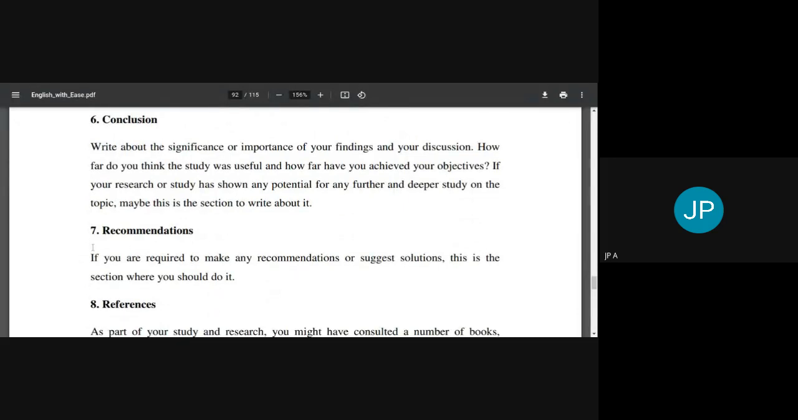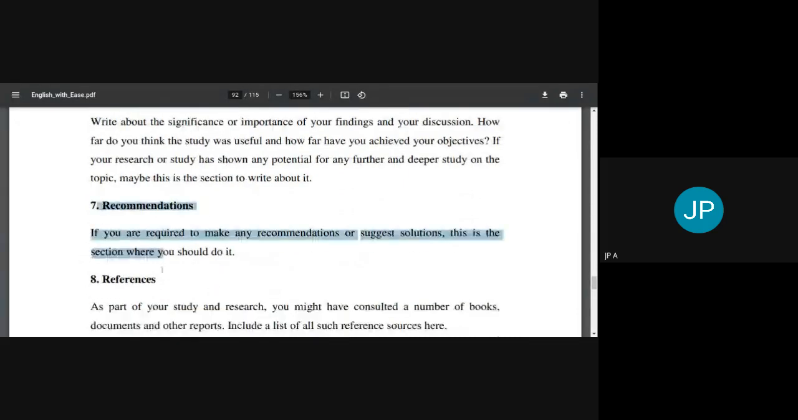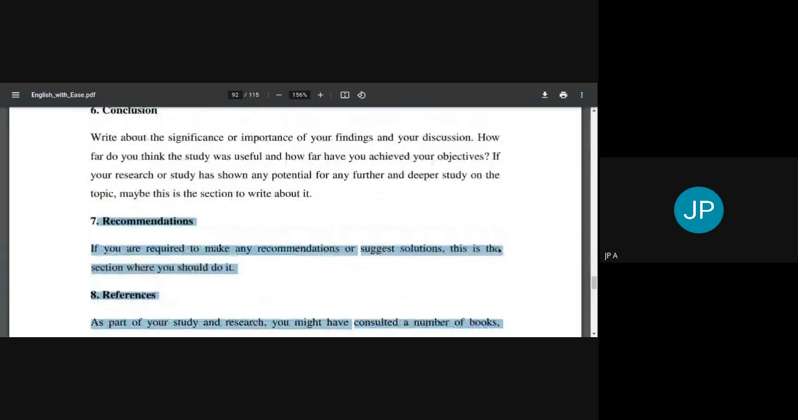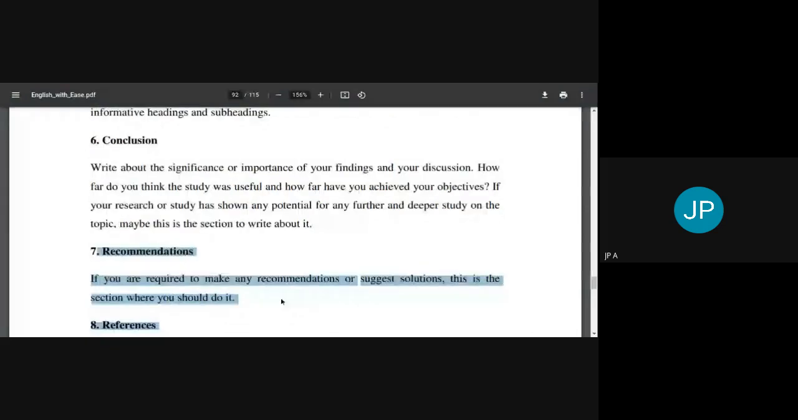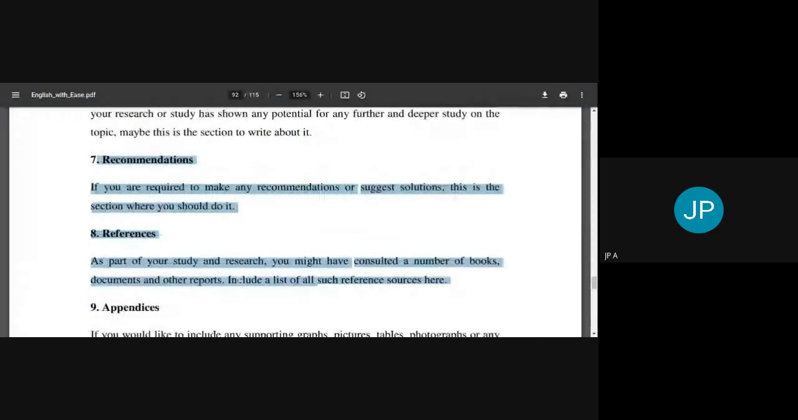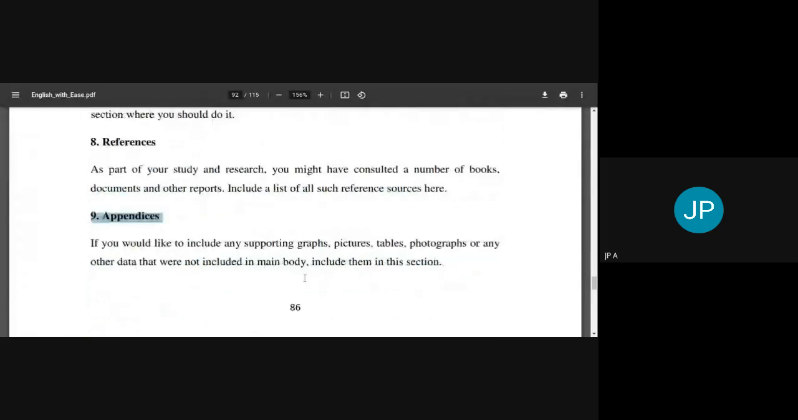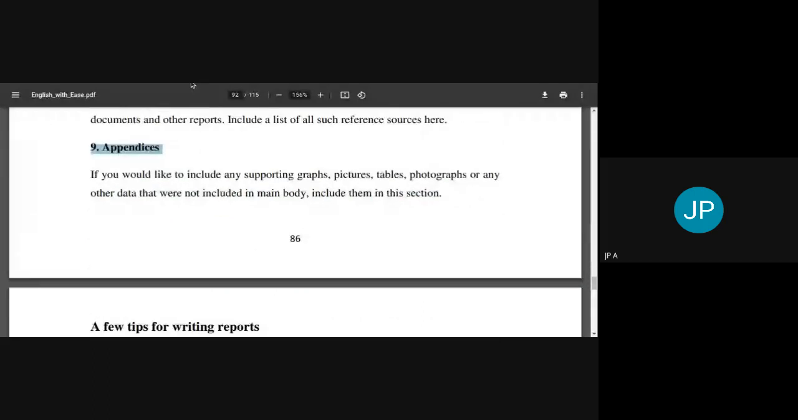These recommendations and references are all related to scientific reports which are not our area. So this is not required for us. After the conclusion, our program is over, and the report ends there. So these things are all related to technical reports. Appendices come in technical reports. That is bibliography, which is meant to show which text the material was taken from. This is not related to the kind of report that we are dealing with.